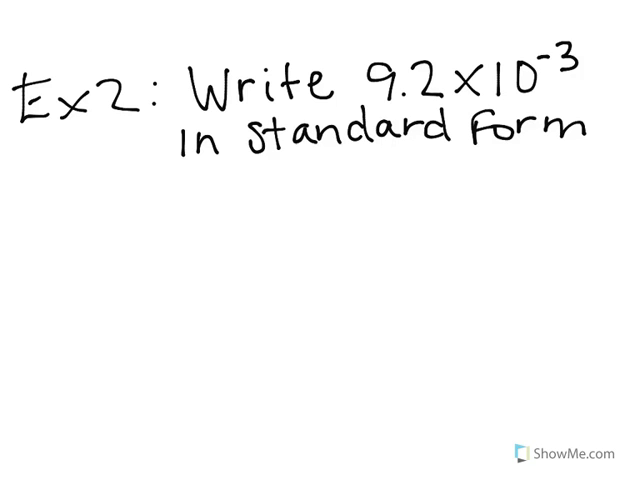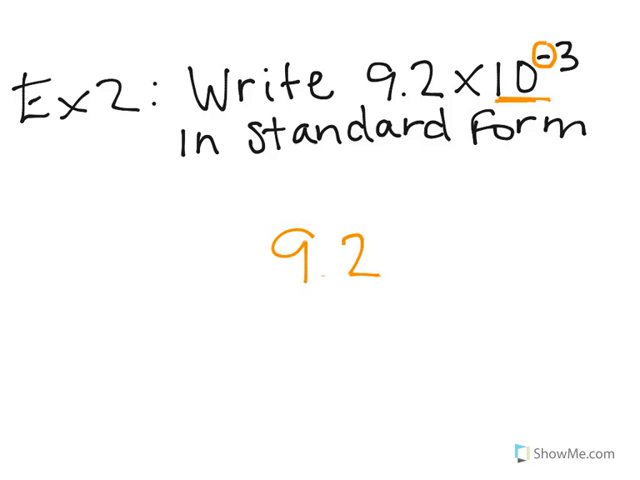My next example says to write 9 and 2/10 times 10 to the negative 3rd power in standard form. Very similar to the last example, except we have that negative sign right here that we have to talk about. So I'm going to rewrite the number 9 and 2/10. Again, we're multiplying by 10, so all I need to do is move my decimal. I'm going to move my decimal 3 times, but in this case, I'm going to move it to the left because that 3 is negative.